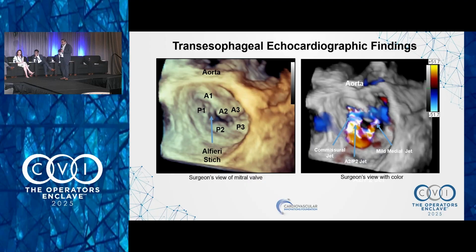So the Alfieri stitch was lateral? It was lateral. The A1, P1, and then the PVL is lateral to it. I mean, it's still leaflet, but you may call it a PVL. So there's the Alfieri and there's a jet on either side of it. Okay. So there's an A2P2 central MR, and then there's a jet more lateral to the A1P1 stitch.